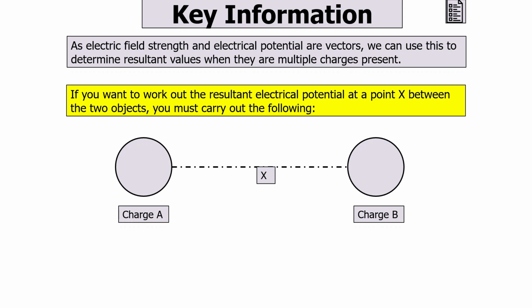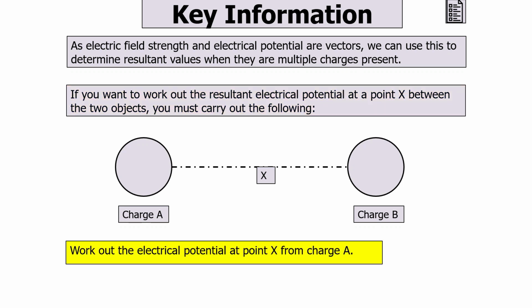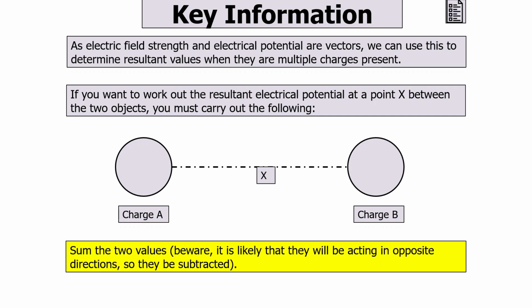Now again, if you wanted to work out the resultant electrical potential at point x between the two objects, you carry out the following. Work out the electrical potential at point x from charge A. Work out the electrical potential at point x from charge B. Sum the two values, but once again, beware it's likely they'll be acting in opposite directions, so they'll be subtracted.